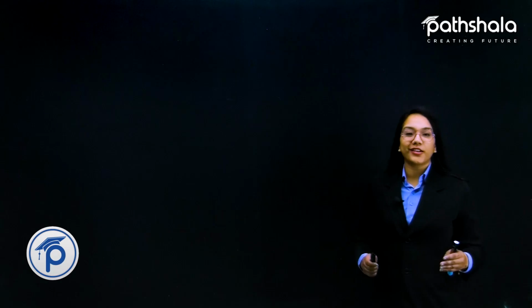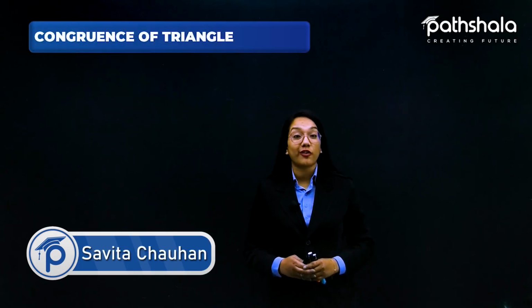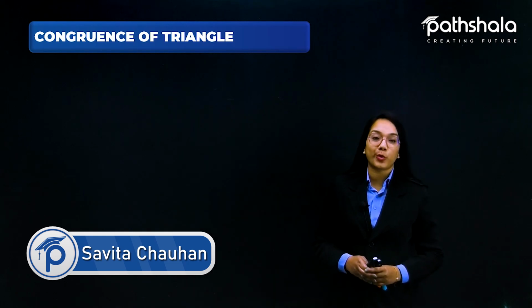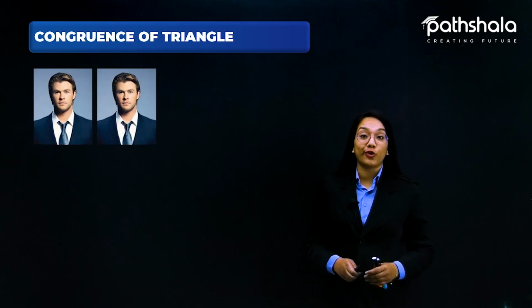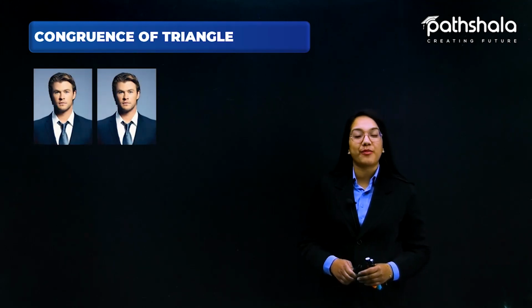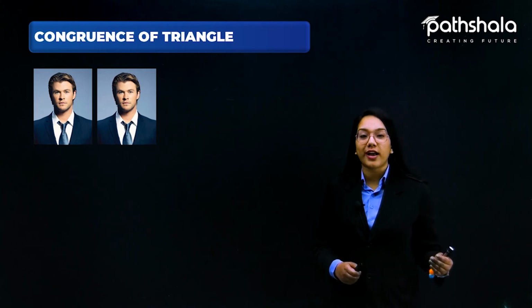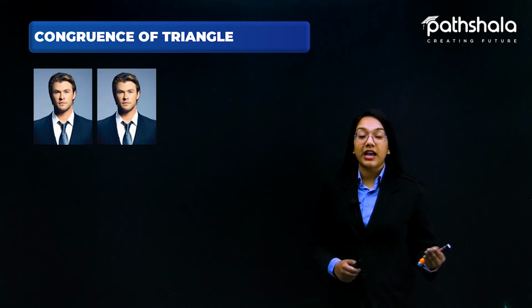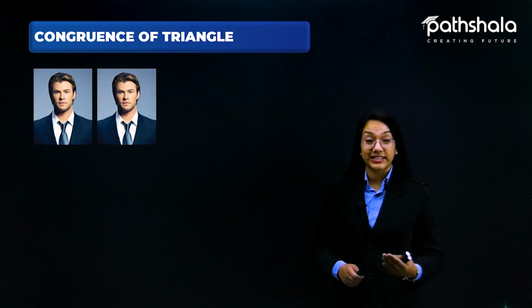Now let's start the chapter with the very first concept, which is called the congruence of triangles. Suppose I take an example of these two photographs. These two photographs are of the same person. You can observe that they are of the same shape and same size, meaning the photographs are identical.